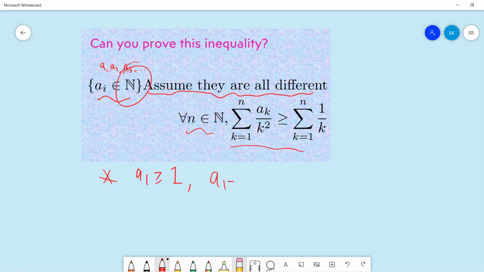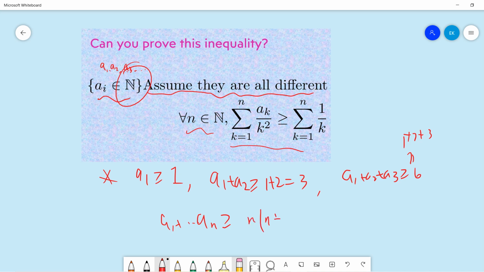What about a1 plus a2? Since they are all different, a1 plus a2 must be greater or equal to 1 plus 2, which is 3. And a1 plus a2 plus a3 should be greater or equal to 6, which is 1 plus 2 plus 3, because they are all different. So we know that a1 plus up to an should be greater or equal to n times n plus 1 divided by 2. Once we notice that, it's enough to give the proof.